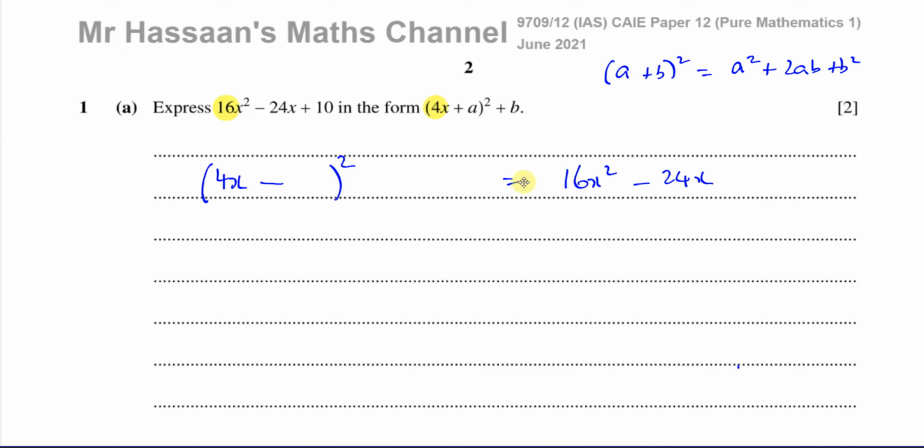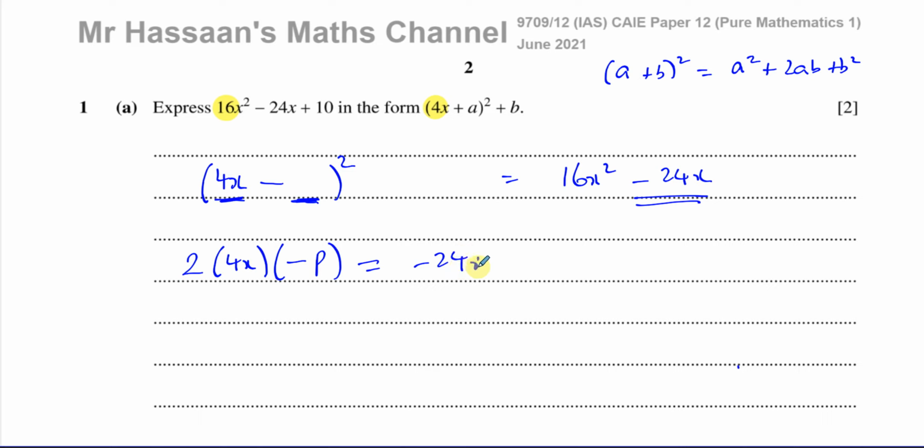Let me make a bit of space there. So how do we get minus 24x? Well, we multiply these two together, and then we double it. So we have 2 times 4x times minus whatever goes here. Let's call it p, equals minus 24x. So this is going to be minus 8p equals minus 24, so p is going to be 3. So there must be a 3 over here: 4x minus 3 all squared.